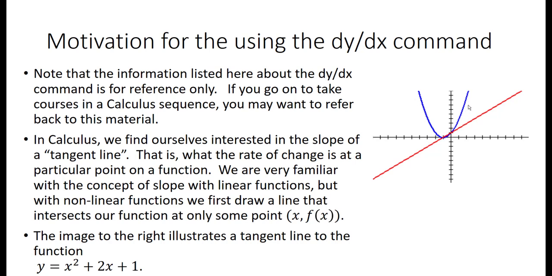So in blue, I have y equals x squared plus 2x plus 1. And in red, we have a linear function that intersects that function, x squared plus 2x plus 1, at x equals 0. Yeah, that's where it is. So this is the tangent line of that graph at that point. A tangent line intersects at only one point, and so that tells us what's happening on that graph, the rate of change of that function. There is something called a secant line that you would also see in calculus, which we're not concerned with right now.